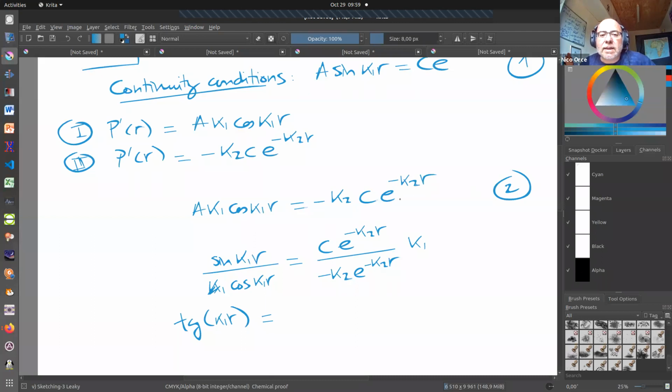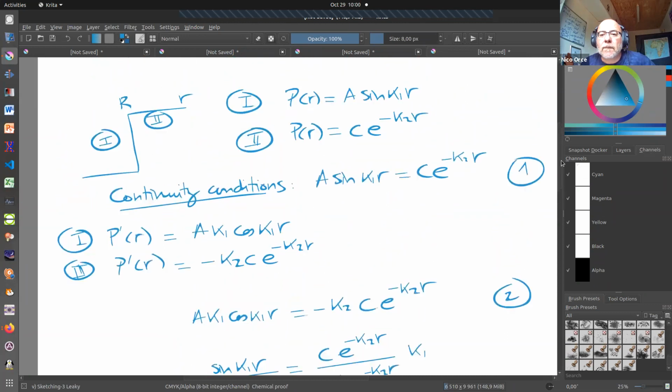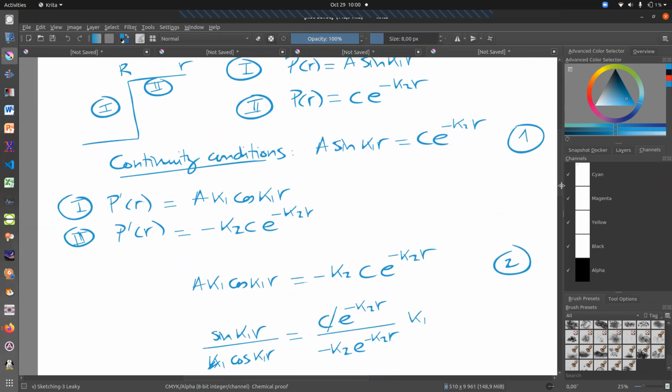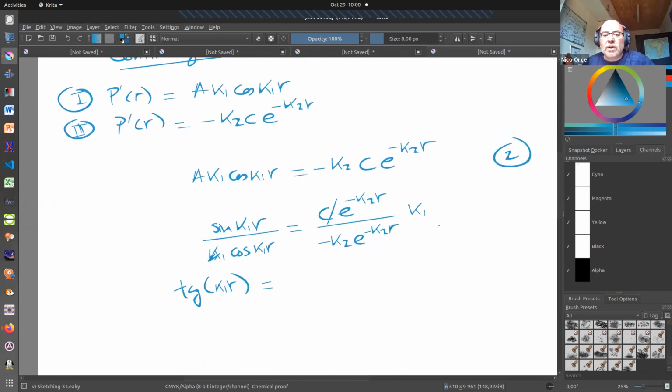What happened with the C? The C also goes away, right? Yes, this C goes away with this C, right? So then this is minus K1 over K2, and that's it. The solution is very easy, right? So this is the solution.